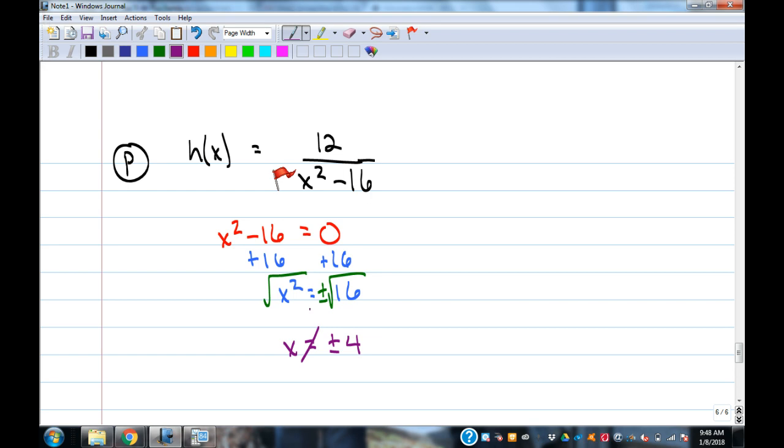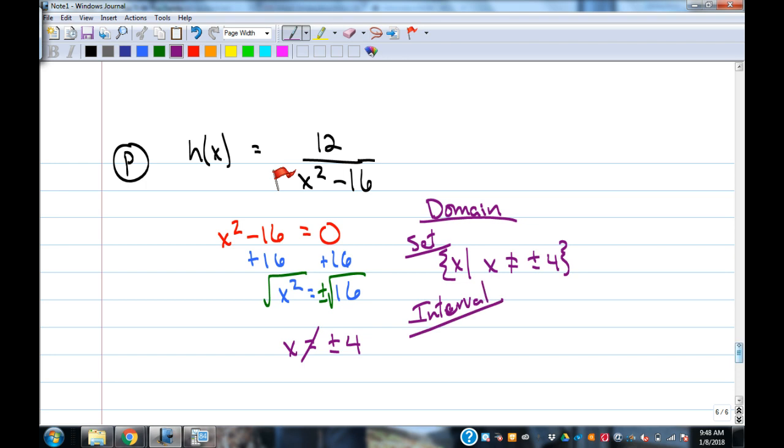Okay? So when we write our domain, again, set notation for this particular problem is easier. X such that x does not equal plus or minus 4. There's set notation. Interval, a little bit more difficult.